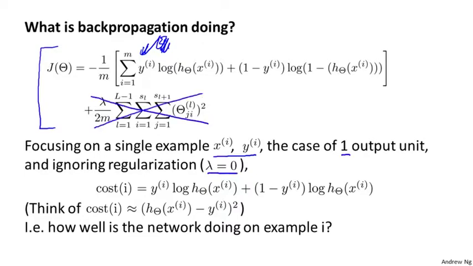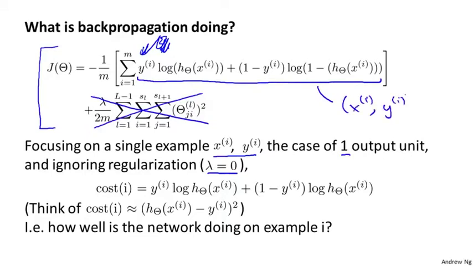Now, if you look inside this summation, you find that the cost associated with the ith training example, x^(i), y^(i), is going to be given by this expression. The cost of training example i is written as follows.